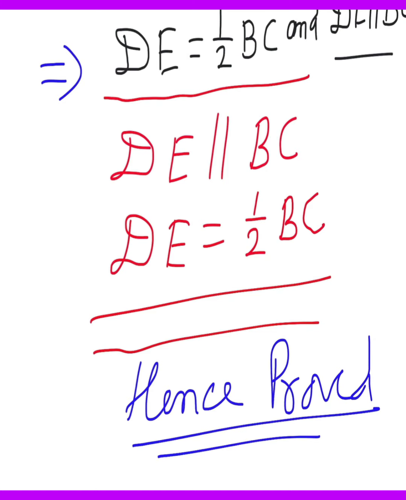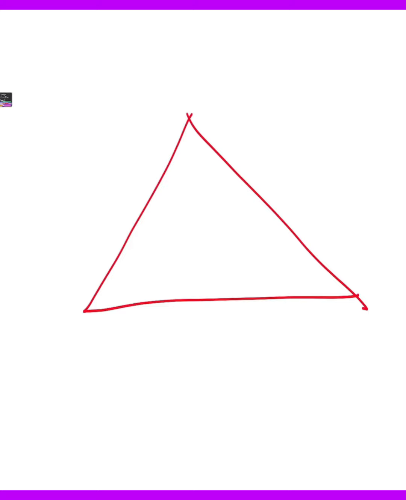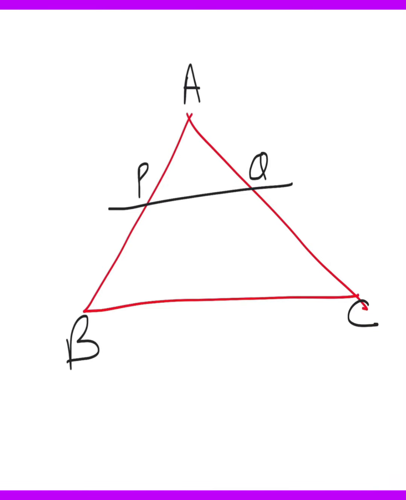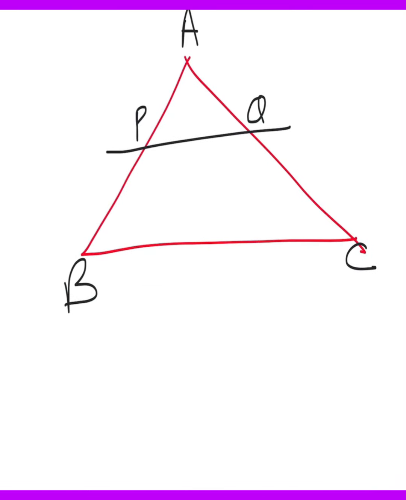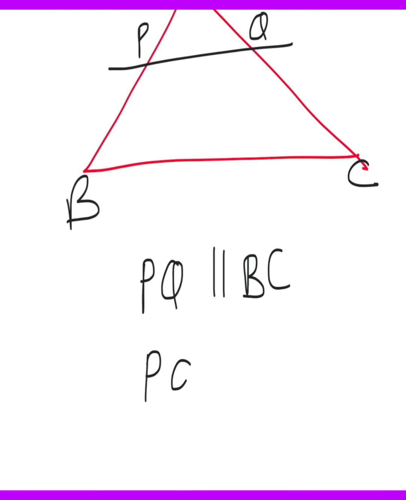Now every time you keep in your mind that in any triangle, let us say this one is triangle ABC, and it has a line segment PQ joining midpoints. Then you will use the midpoint theorem. You will write that PQ parallel to BC and PQ is half of BC. So this is the result you can use directly in the question.